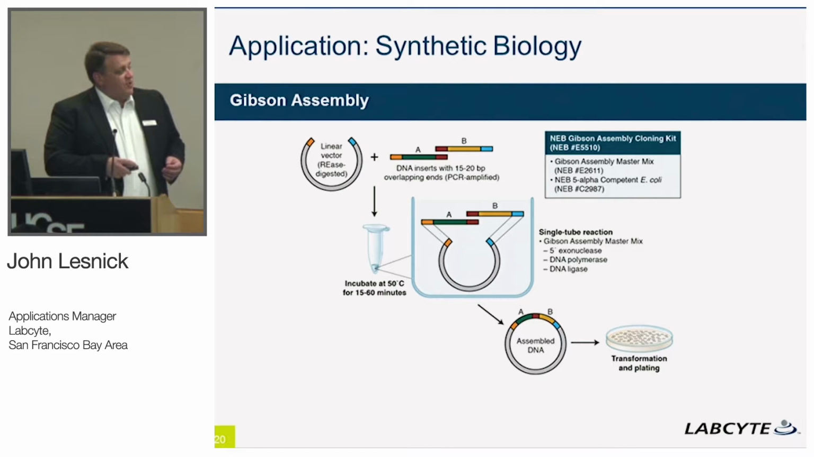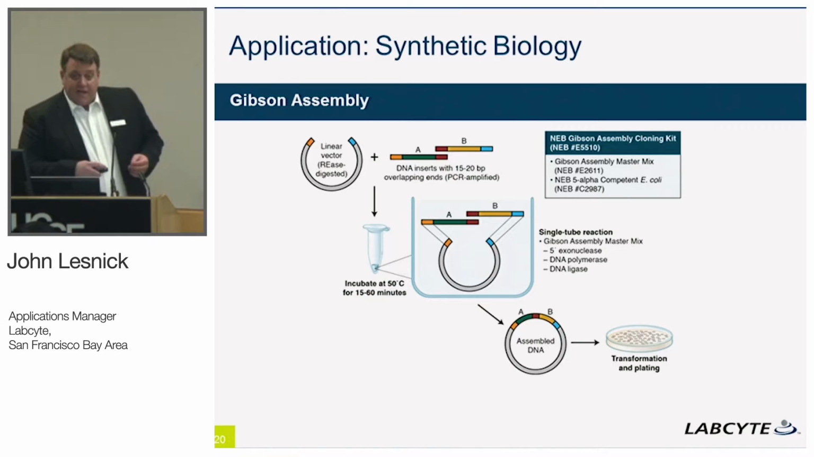In a single tube, you're going to add your pieces of DNA, your plasmid. You've got your 5' exonuclease, and then you've got your polymerase and ligase. So what's going to happen in that well is you're going to chew up the 5' end. You're going to have overlaps. Those overlaps are going to anneal, fill in the nicks, ligate it, and you now have an extended piece of DNA.